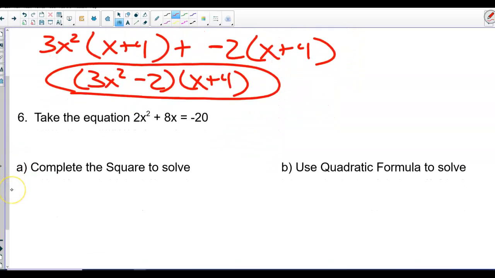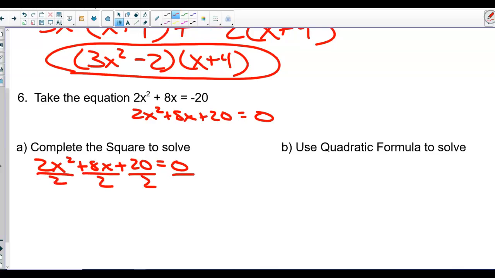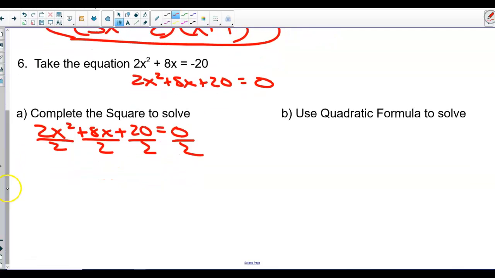For number 6, before we can complete the square or do quadratic formula, we've got to get it equal to 0. So I add the 20 to both sides. If we recall completing the square, the first step is you have to have a 1 in front of your x squared. So I divide everything by 2. And now I'm left with x squared plus 4x plus 10.